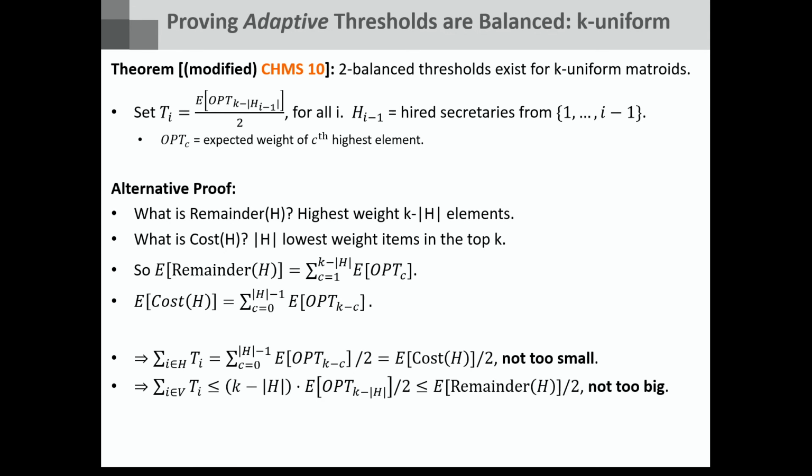Okay, let's try and show that the thresholds are not too big. Let's take any set that we could have added to h and still been feasible. So that set has size at most k minus h. How big could the thresholds have possibly been when we chose to reject them? Well, it's definitely not larger than the expected value of op sub k minus h, but maybe it was even smaller if the elements came earlier in the algorithm. And so what that means is that the sum of thresholds for any set we could add to h and still been feasible is at most k minus h times the expected op sub k minus h over 2. And this is upper bounded by the expected remainder over 2, because this is k minus h terms that are all op sub k minus h, and this is k minus h terms that are all at least that big. Okay, so again, this is just to show you a technique, how you can prove that adaptive thresholds are balanced as well.